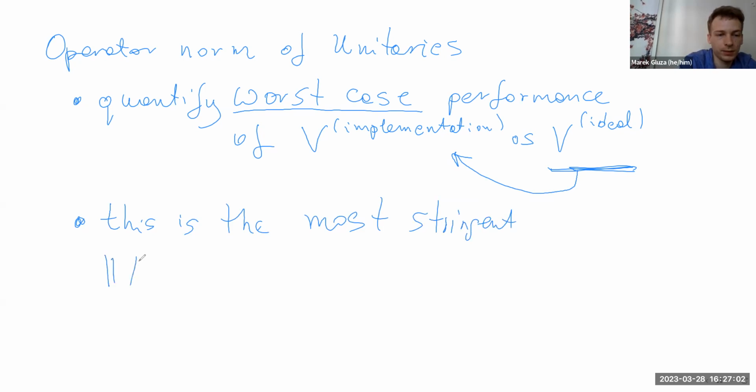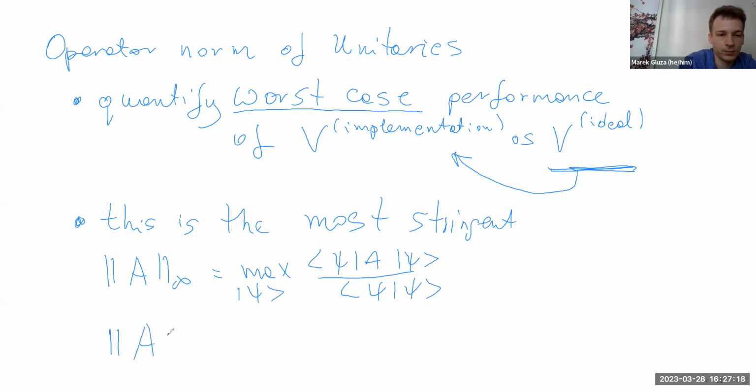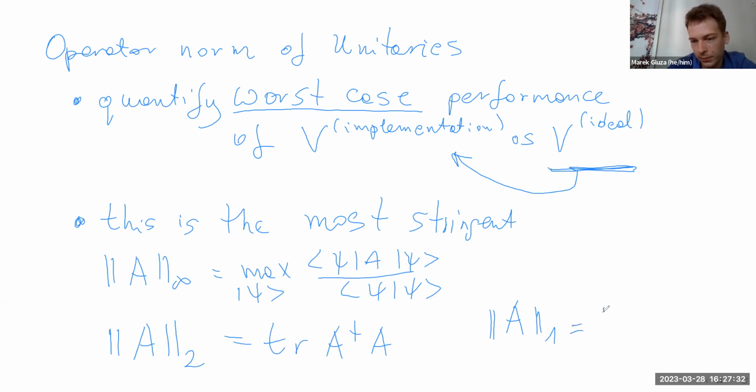So let's define an operator norm like this, max over psi of psi A psi over psi psi. But I could also define the two norm, which is the trace of A dagger A. And I could also define maybe the one norm, so the trace of, I think I will need the square root.